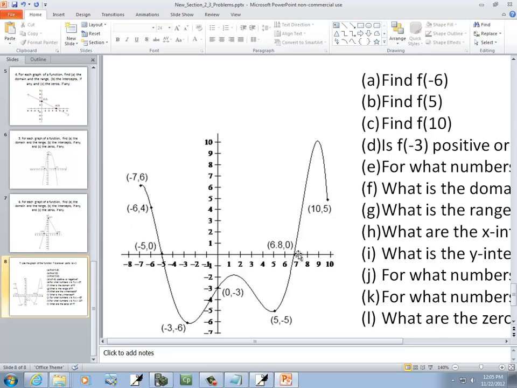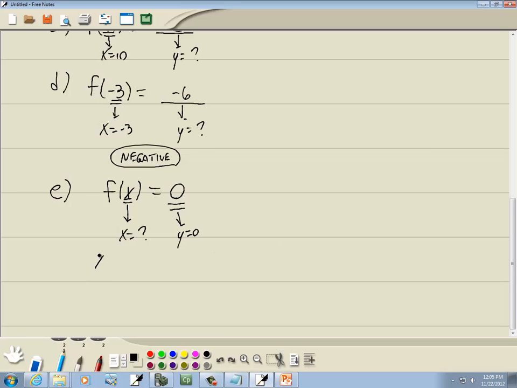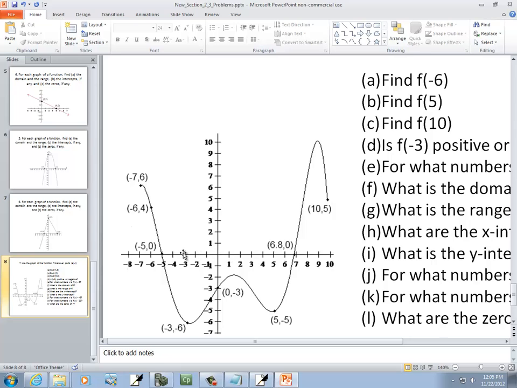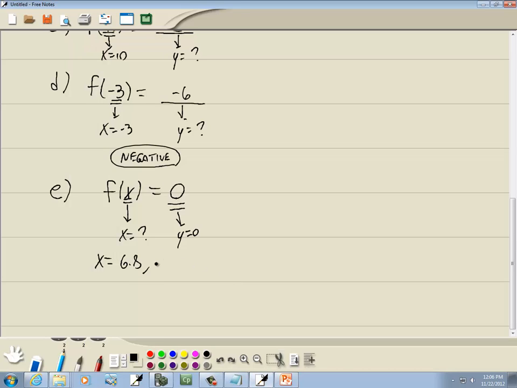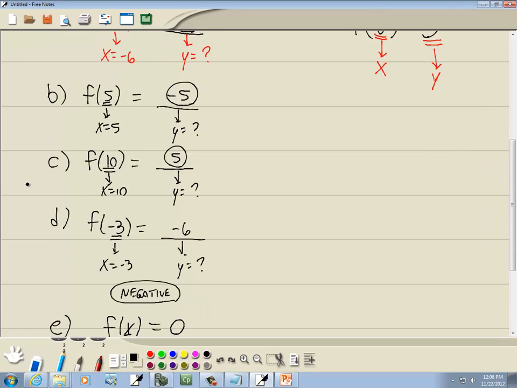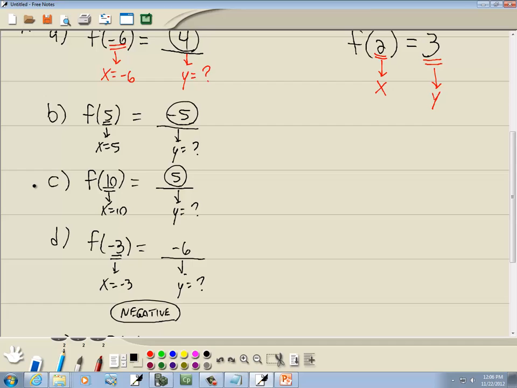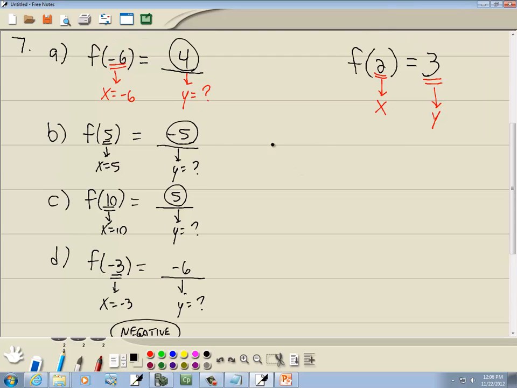If I come over to here, this point right here has y is equal to 0, and the x part is 6.8. But if I come over to here, this part also has y is equal to 0, and the x part is negative 5. So those would be our two answers for that part. So that was part E, so let's look at F.